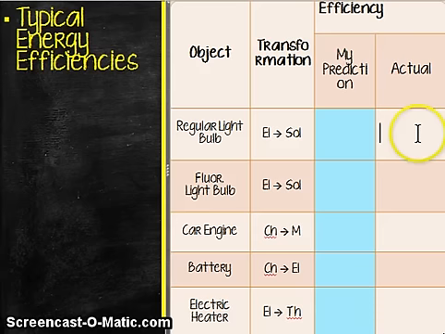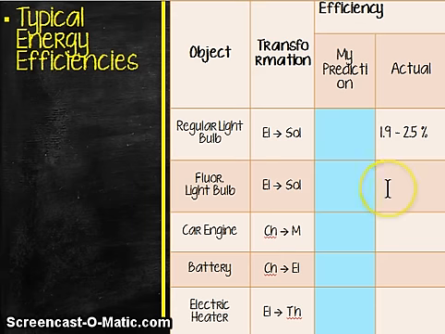All right, so my actual answers are something like this. The regular light bulb is around 2%, which is crazy to imagine that most of the light becomes heat instead of solar energy. My fluorescent light bulb is a whole lot more efficient, around 30%. That's why everyone recommends that you replace your regular light bulbs with a fluorescent kind.